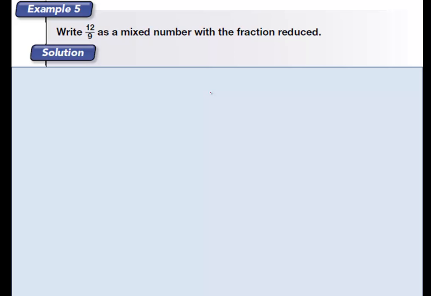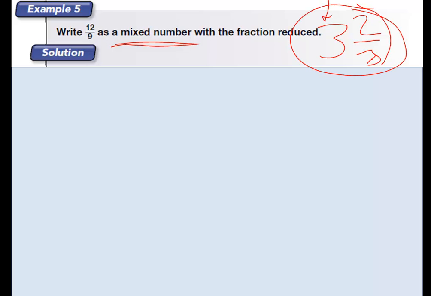Write 9/12 as a mixed number with a fraction reduced. So I'll just remind you that the 3 2/3 from the previous slide is a mixed number. Here's a whole number and a fraction. This is a mixed number. Take this and turn it into something that looks like this.